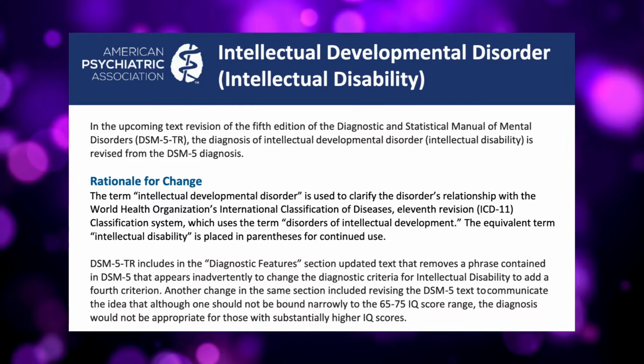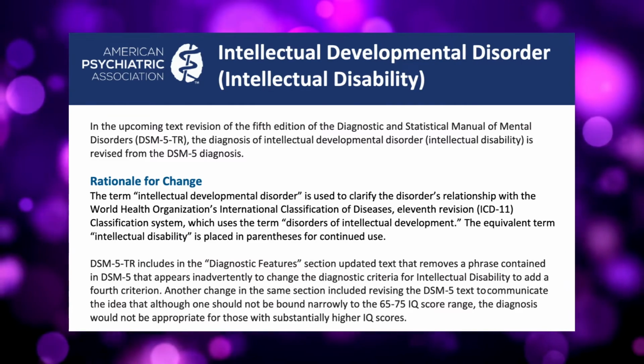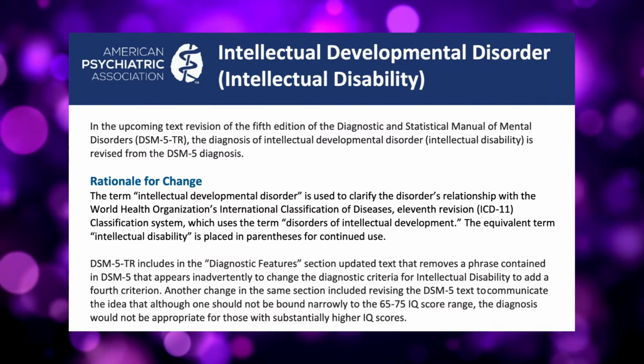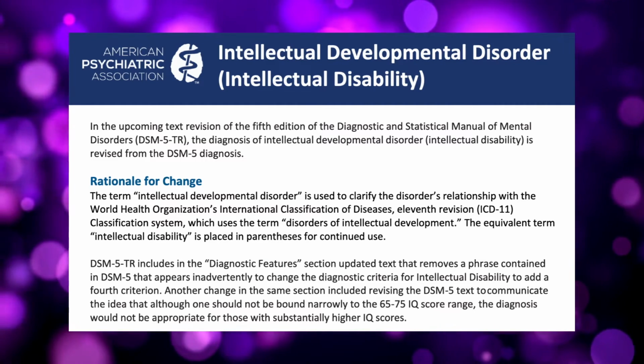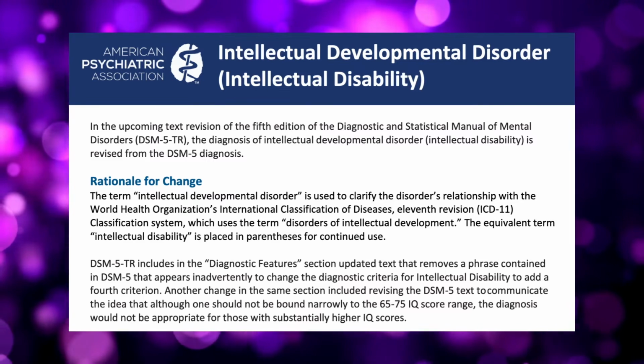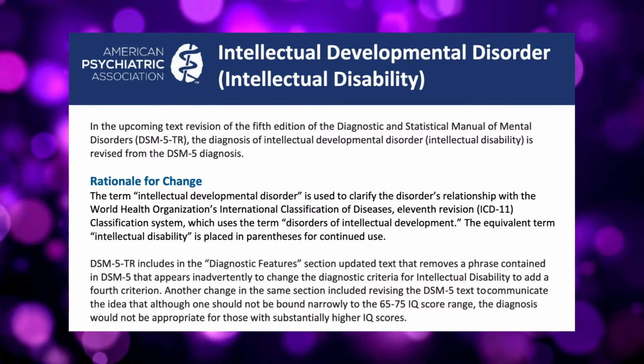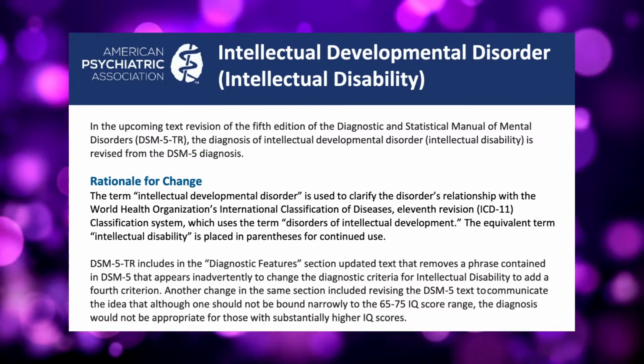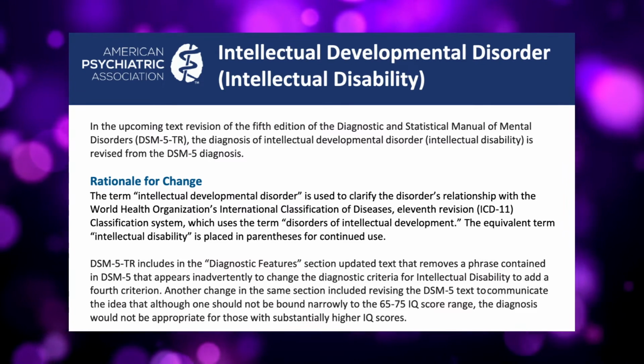In other words, brackets. All right, so the DSM-5-TR includes in the diagnostic features section updated text that removes a phrase contained in DSM-5 that appears inadvertently to change the diagnostic criteria for intellectual disability to add a fourth criterion.